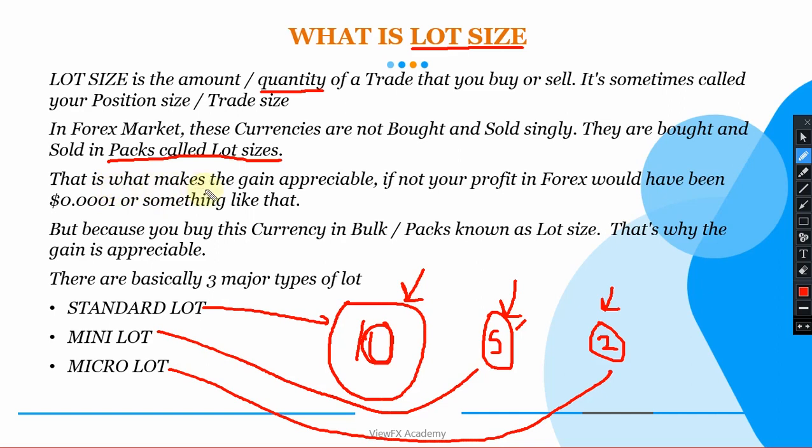So that is what makes the gain appreciable. If not, your profit in forex would have been this, or very minimal. But because you can decide to buy currencies in bulk, like if this were to be euro, this is 10 of it, not just one. So let's just go ahead and explain this to your understanding.